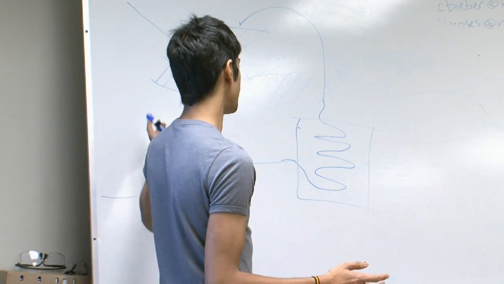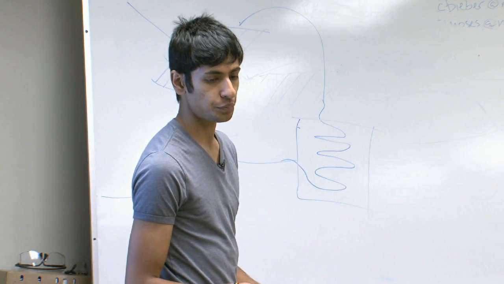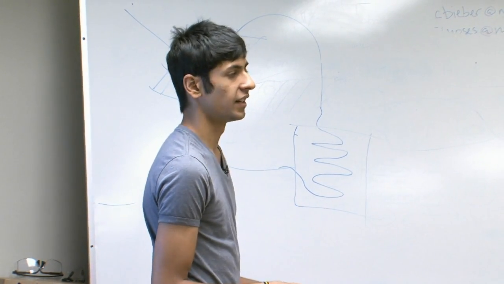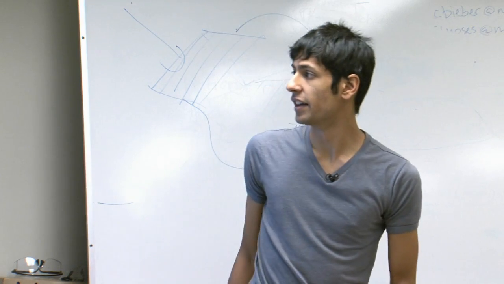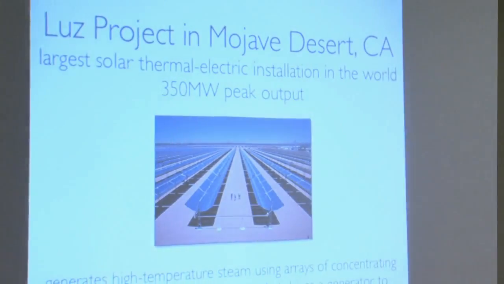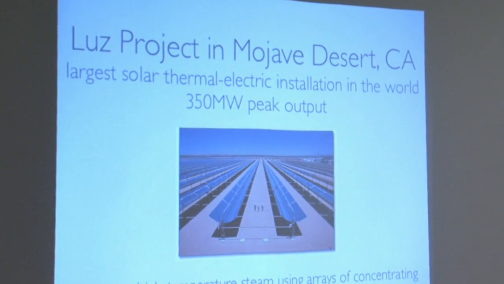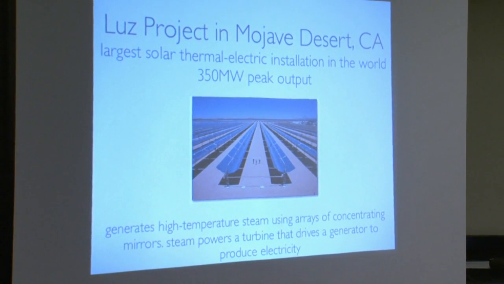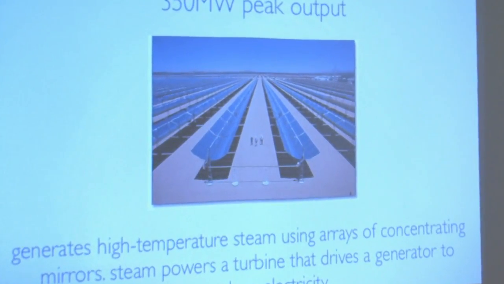This is sort of like the smallest case you can think of. It would be like having one of these for your household to heat water for showering or something like that. And then you have larger scale versions of this too, which is the Luz project in the Mojave Desert, and it's the largest solar thermal electric installation in the world. It has 350 megawatt peak output, and if you can see this picture, those are 3 people standing next to it. So this thing is massive. It's on the order of kilometers.